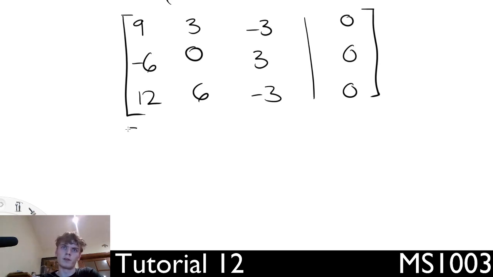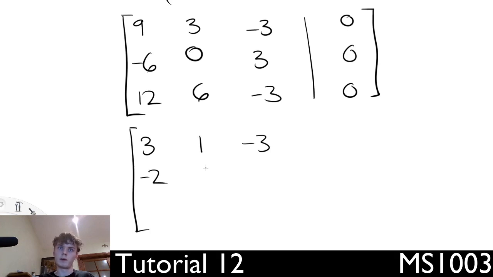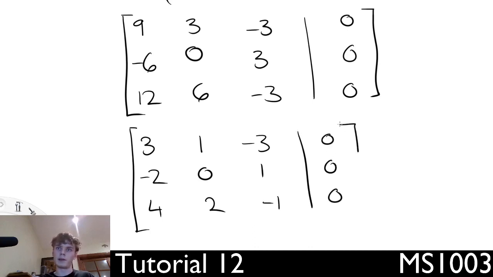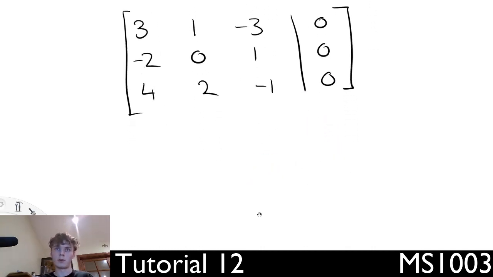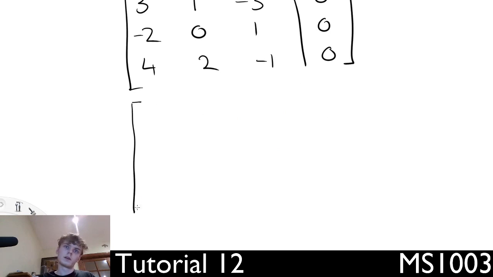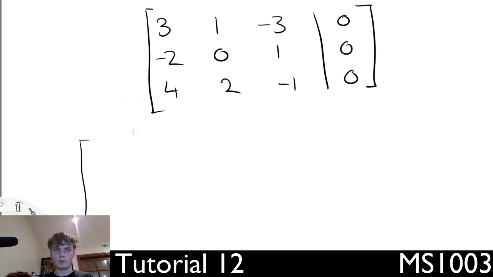First thing I'm going to do is divide everything by 3. Everything is a multiple of 3. That'll be enough. And nothing happened to the 0 because 0 times 3 is still 0. Let's see. So, what's the first thing I want to do?